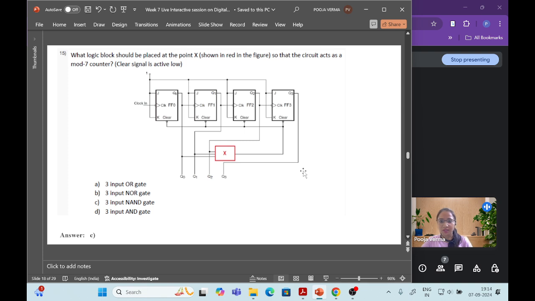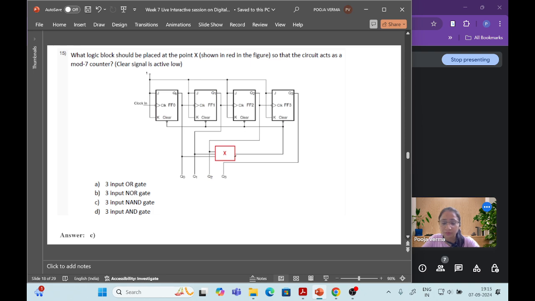Okay, so this question is, what logic block should be placed at a point of X here so that the circuit acts as a mod 7 counter? So here the three inputs are given, and whatever the circuit options are given, either 3 input OR gate or 3 input NOR gate or 3 input NAND gate or 3 input AND gate.